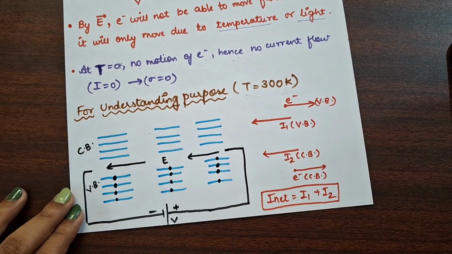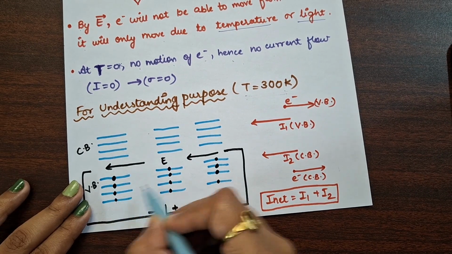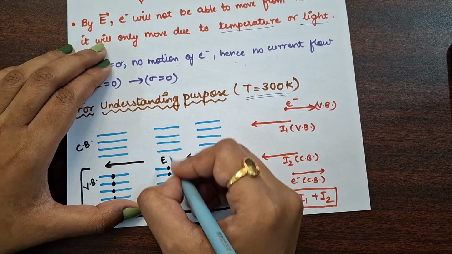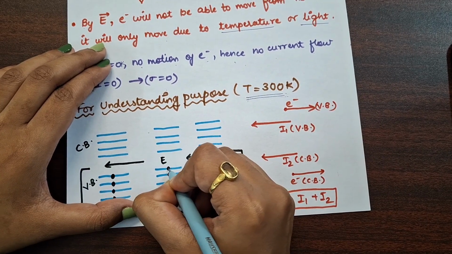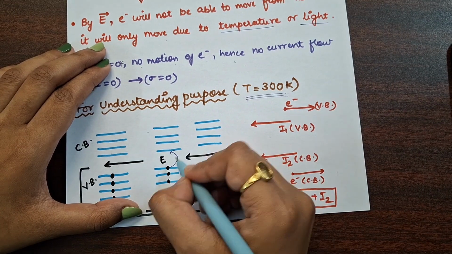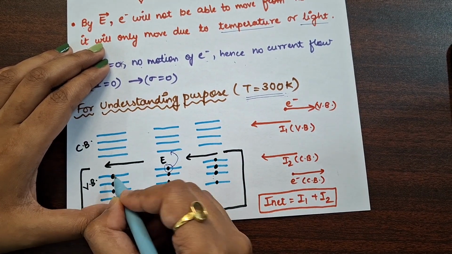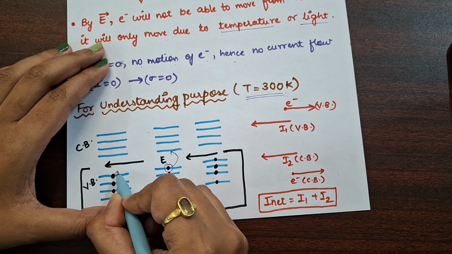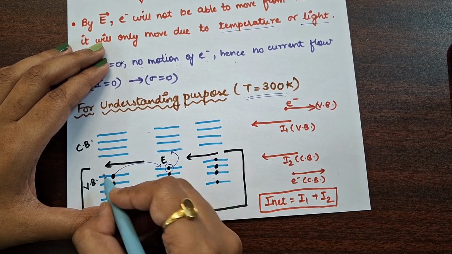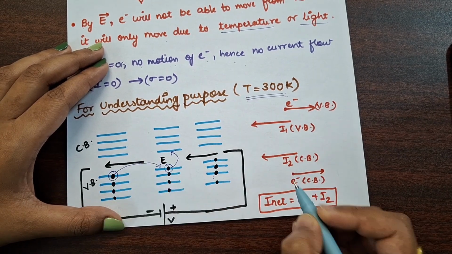Okay, at this temperature you will observe that all the electrons are present in the valence band, but we have provided some temperature. Then this electron will leave its place and move to the conduction band. As it moves to the conduction band, a hole will be created. This hole will be filled by this electron.